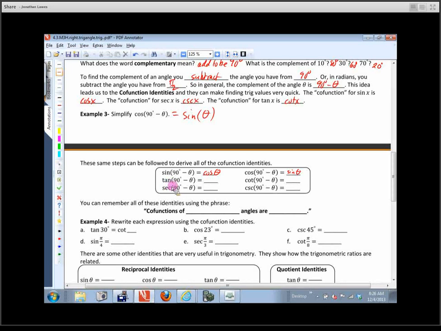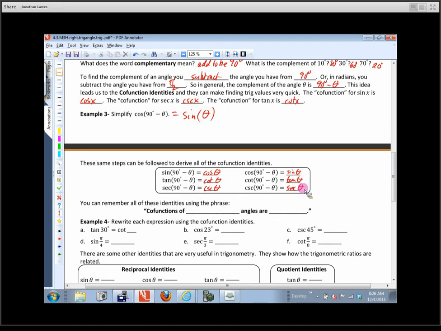The tangent, what function am I going to put over here? The cotangent, and its complement would be theta. So each one of these has exactly the same structure. So this is going to be its cofunction, the tangent, of its complement theta. Secant, its cofunction is cosecant, and the complement of the angle is theta. And this last one would be the secant of theta.